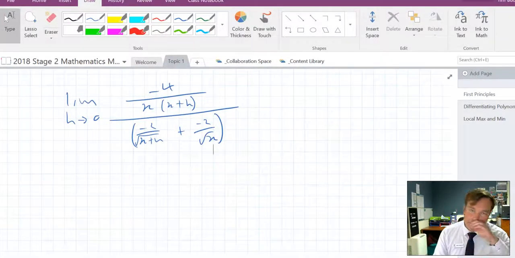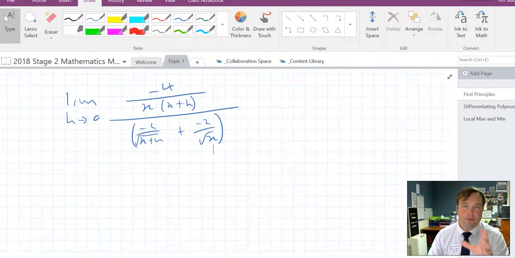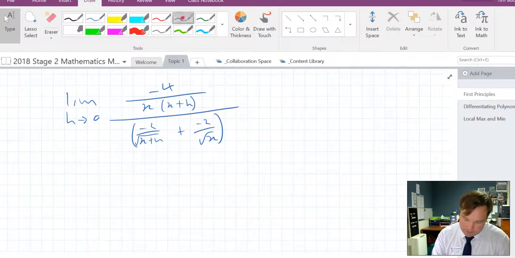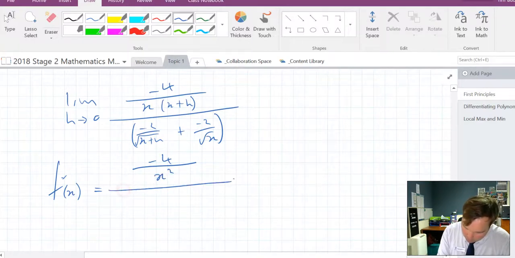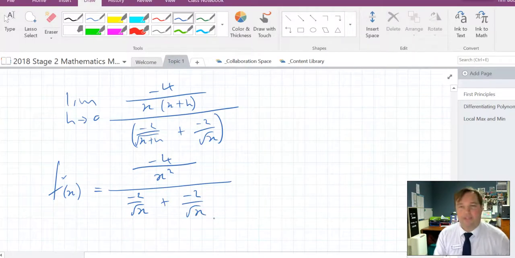Here, note that we're no longer dividing by h. So because h is no longer a factor on the bottom, we can evaluate this directly. So if we're going to evaluate this directly, we basically let all the h's go to 0. And if we let all the h's go to 0, we can replace the limit with f dash x. What we get is minus 4 over, now that h there goes to 0, so this then reads as x squared over minus 2 on root x, because the first h disappeared, plus minus 2 on root x. Alright, now that is the differentiation.